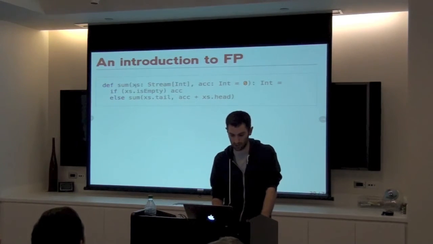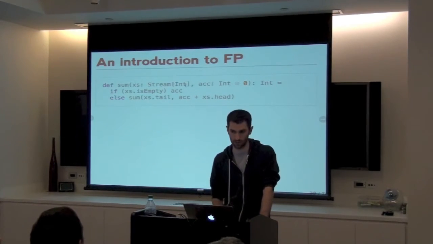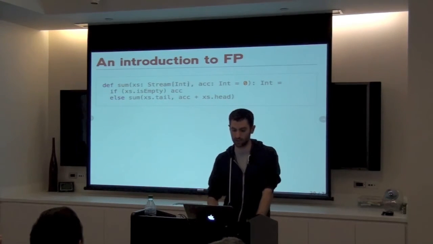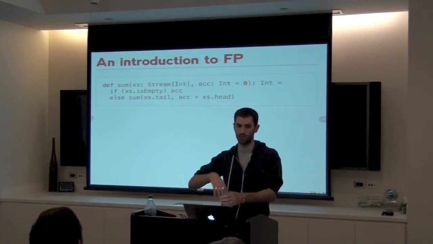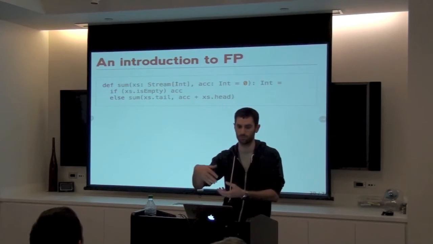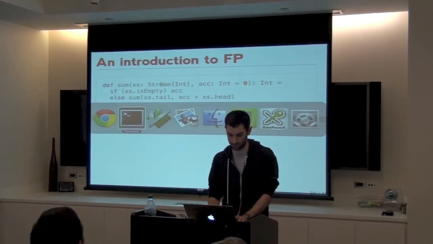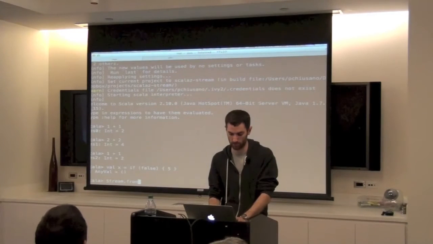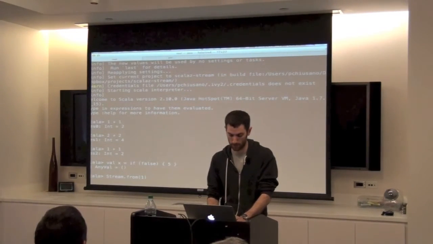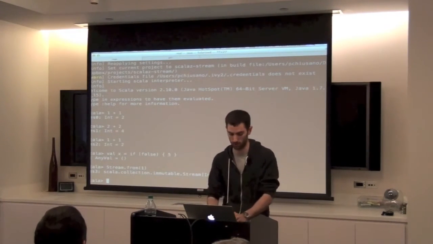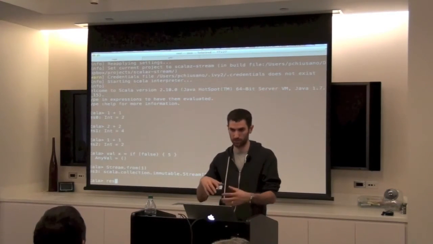So here's a function that I wrote to sum up a stream of integers. A stream is an immutable, lazy sequence of integers. As we inspect the stream, we're possibly computing the remaining values. So we could actually have an infinite stream. I can say Stream.from. This represents the infinite stream of integers 1, 2, 3, 4, 5, all the way up to infinity. But it's not actually fully computed yet.